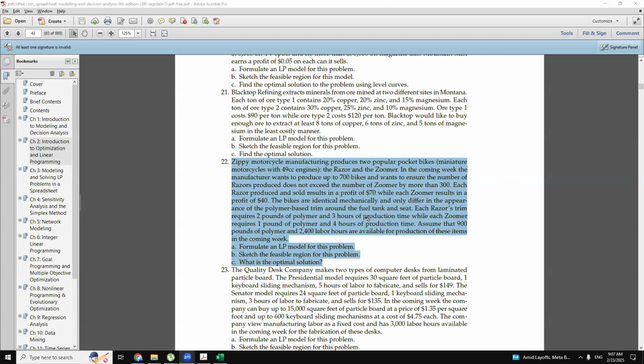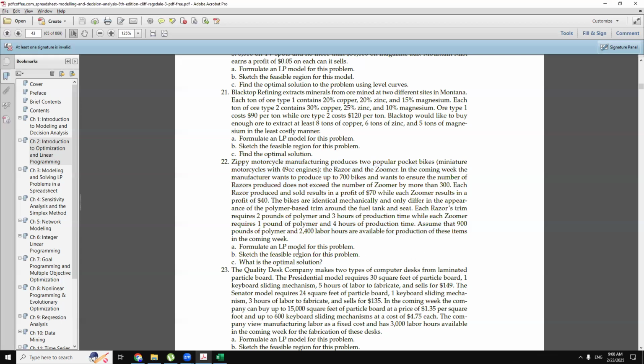Today in this video, I'm going to explain the solution of this question from the textbook Spreadsheet Modeling and Decision Analysis, question number 32, which is: Zippy Motorcycle Manufacturing produces two popular pocket bikes, the miniature motorcycle with a 49cc engine, the Razor and the Zoomer. In the coming week, the manufacturer wants to produce 700 bikes and wants to ensure the number of Razors produced does not exceed the number of Zoomers by more than 300.